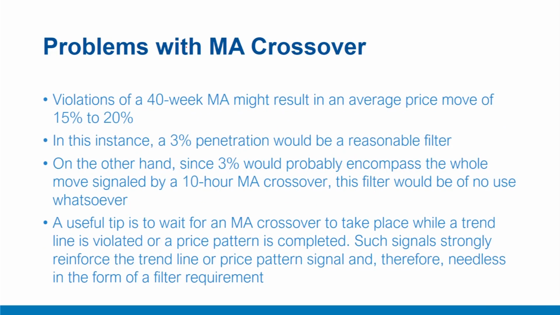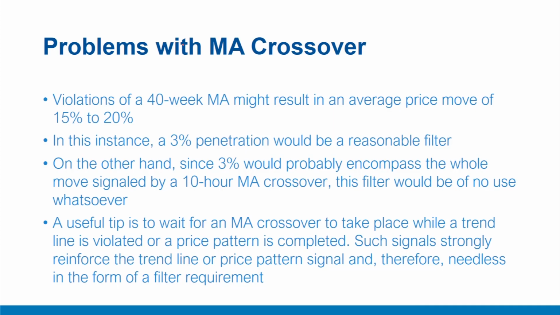Therefore, violations of a 40-week MA might result in an average price move of 15 to 20%. In this sense, a 3% penetration would be a reasonable filter. On the other hand, 3% would probably encompass the whole move signaled by a 10-week MA crossover. This kind of filter would be of no use whatsoever. So we need to use cautious judgment while selecting these filters.